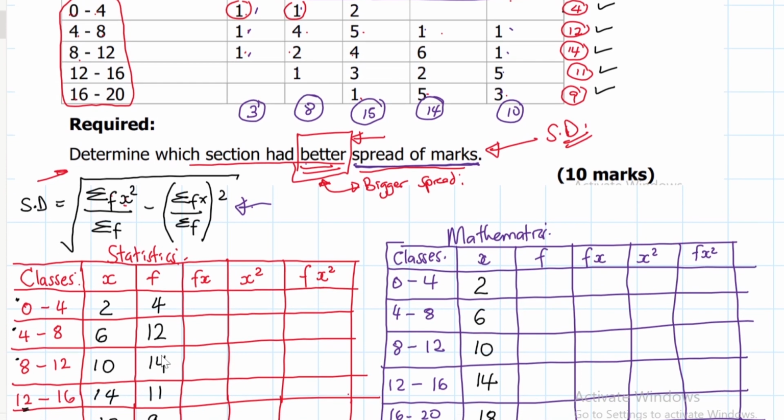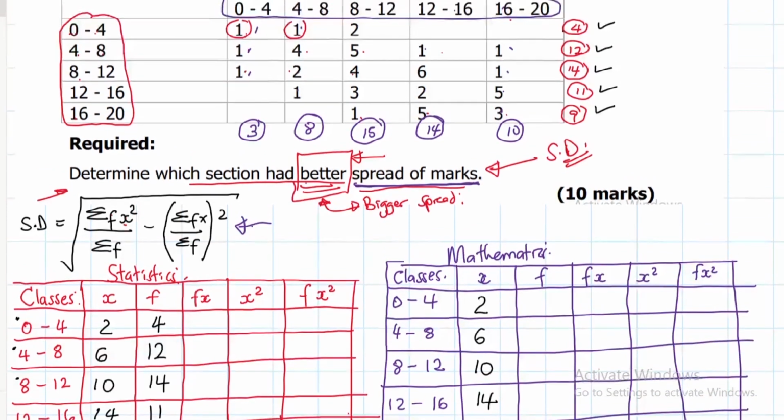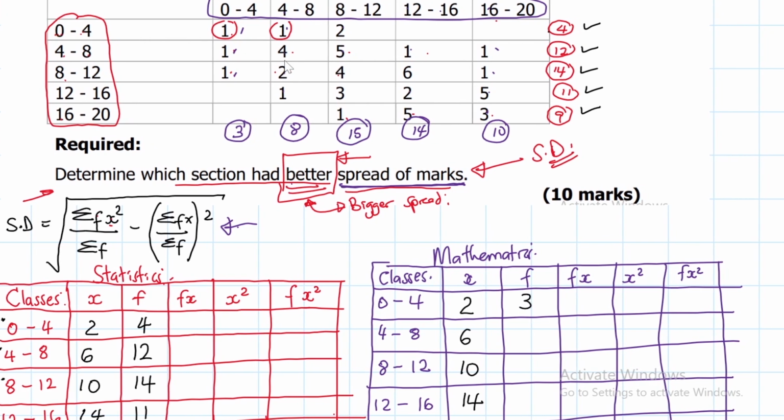Can we do the same for math? We're doing these things concurrently, and this is information we are picking from the table. So for mathematics, those between 0 and 4, if you come up here, they are 3. We already added them here. So we shall come here, 0 and 4, we do 3. Then those between 4 and 8, for mathematics, we added them here, 4, 5, 6, 7, 8. We already added it here as 8. So we shall come here, and these ones are 8.